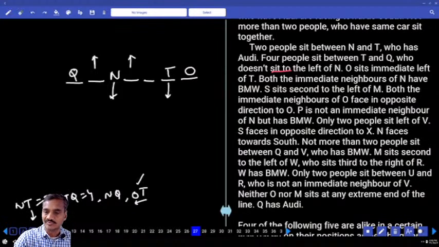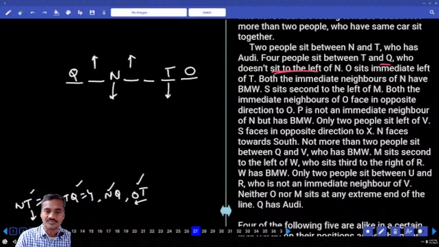O is to the immediate left hand side, and four people sit between T and Q. Now T and Q 4, N and T there are 2, and N and Q. Q who does not sit to the left of N, that is Q is to the right hand side of N. We have taken all this information as of now, and both the immediate neighbors of N have BMW.